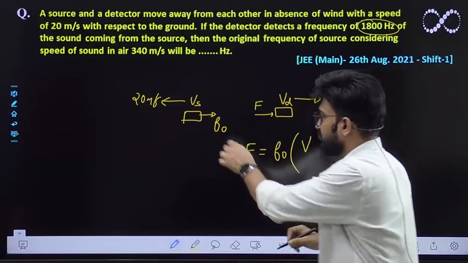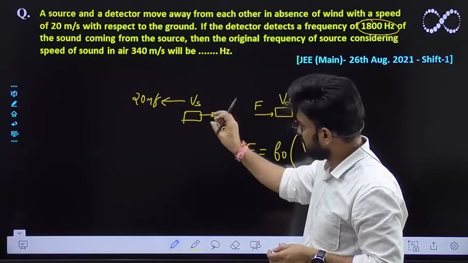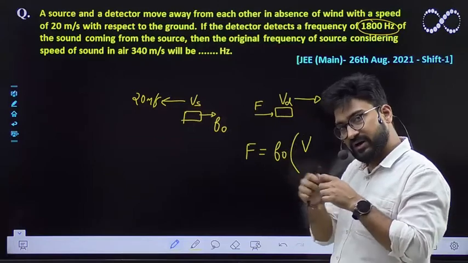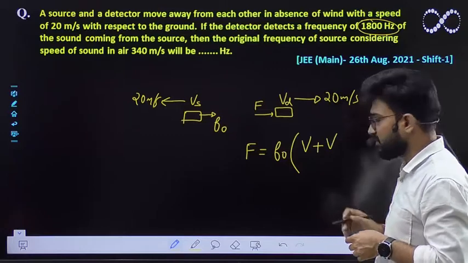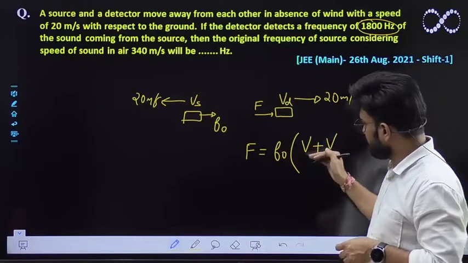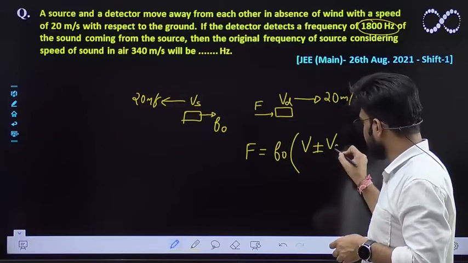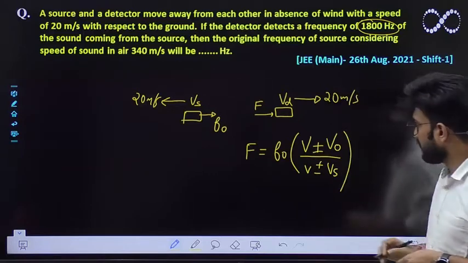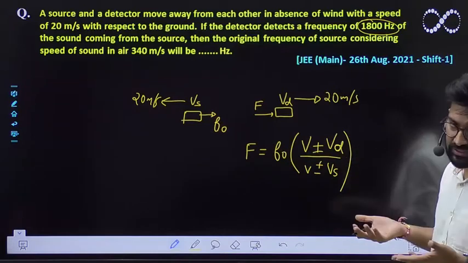So if this source is moving away and the sound is moving in this direction, they are moving away from each other. In this particular situation, the expression is given by f0 times (v plus or minus velocity of observer) divided by (v plus or minus velocity of source). Source is this, and the observer, or you can write it as detector also.